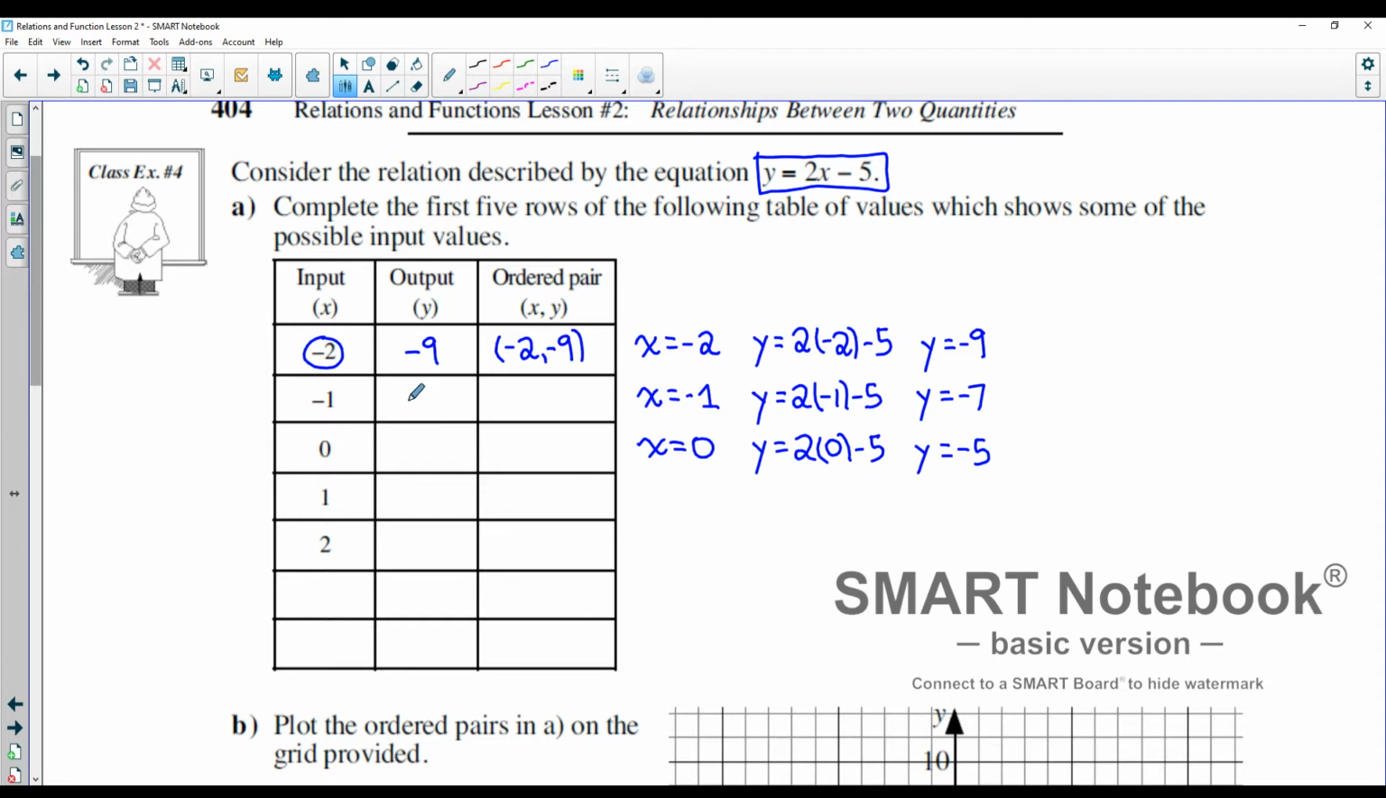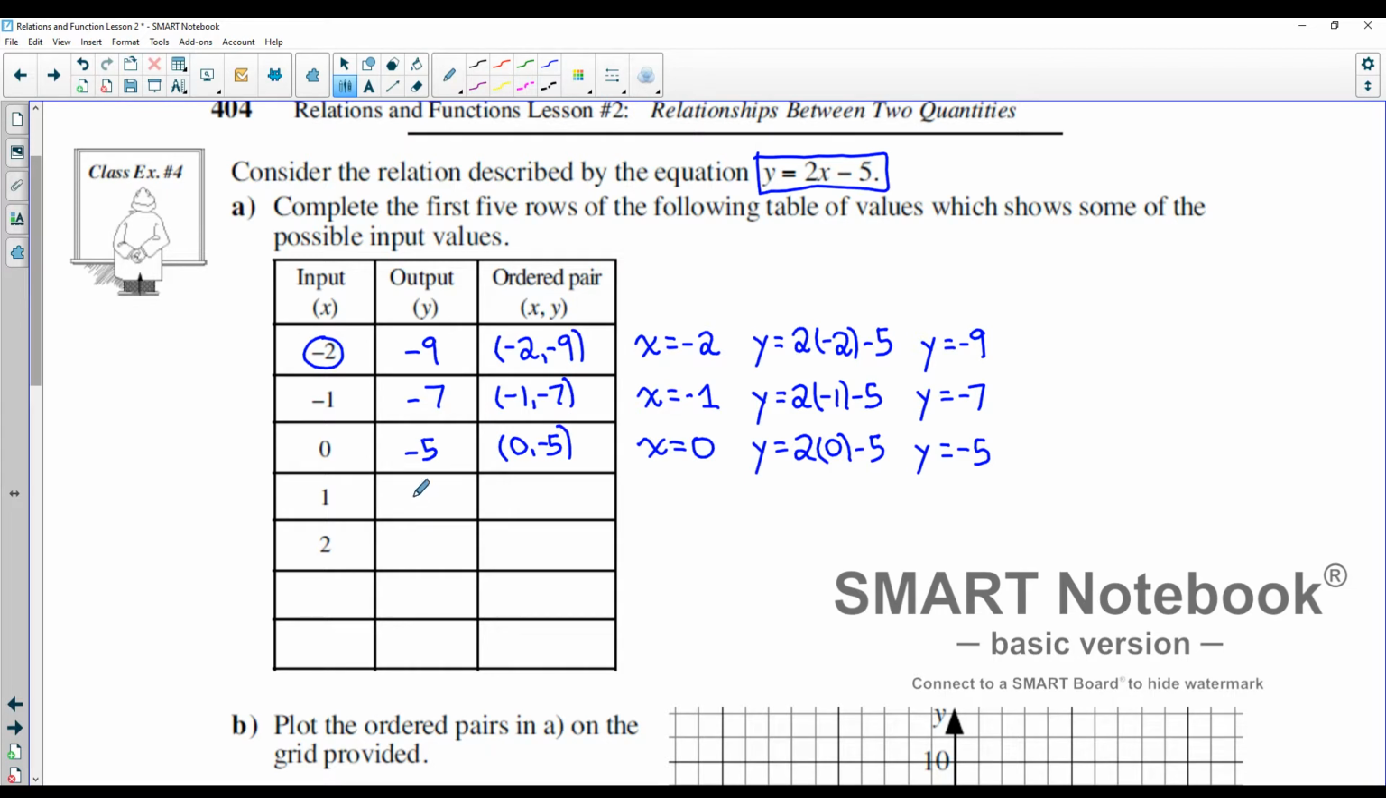Okay, let's fill the table in. So we got -7 here. So that'd be -1 and -7. And then here we have -5. So this would be 0 and -5.